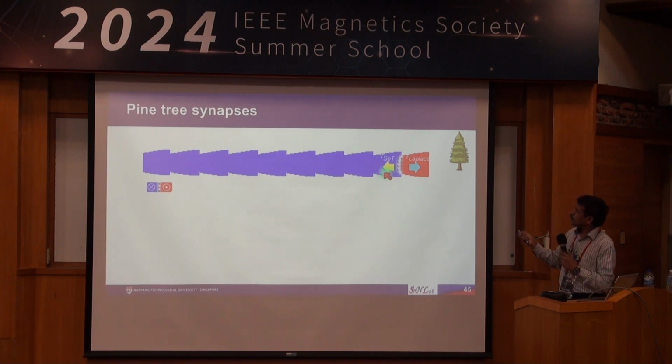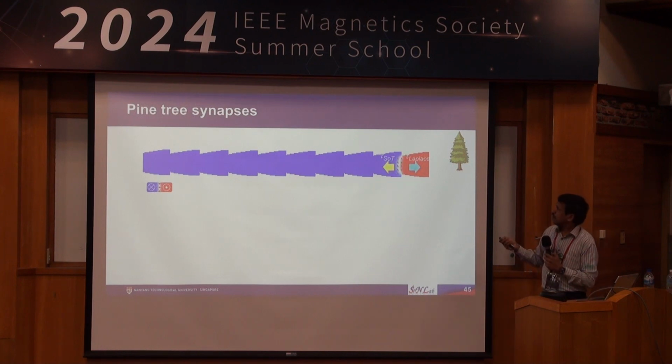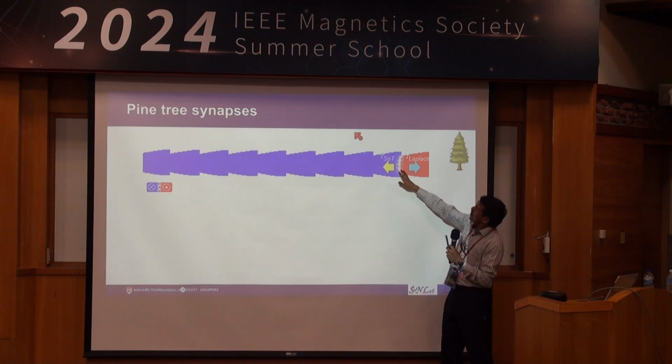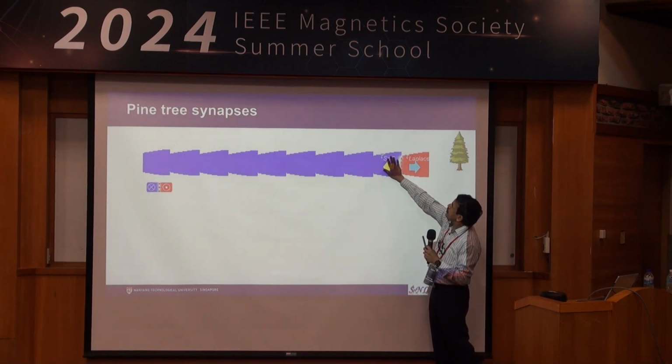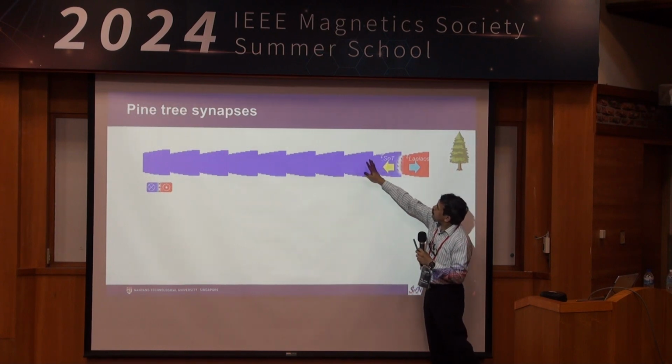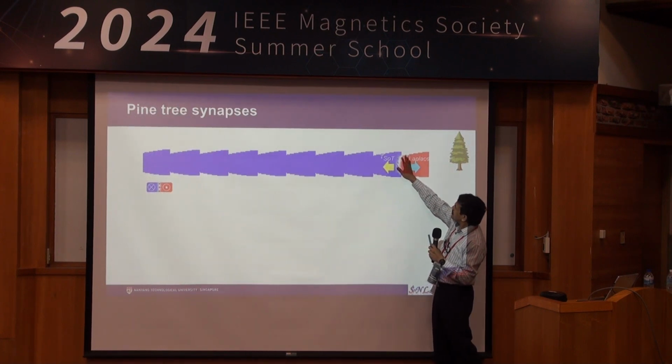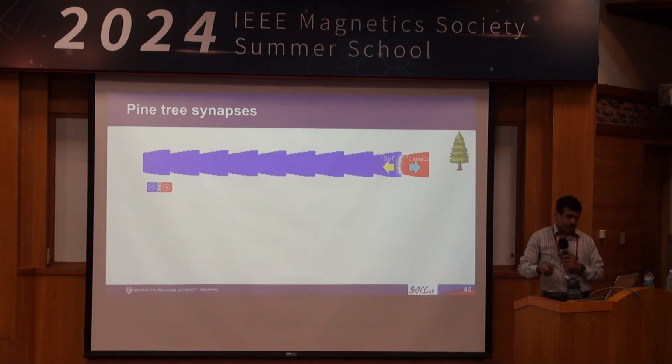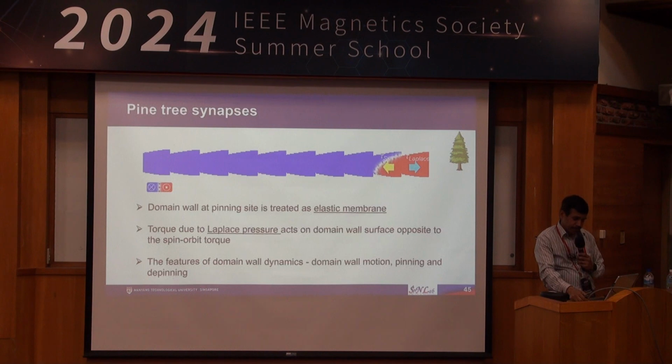When we send current through the spin Hall layer, there's a spin orbit torque that pushes the domain wall in one direction, and in the other direction there's a Laplace pressure. So when the spin orbit torque is higher, the domain wall will be depinned and move to the other side. When the Laplace pressure is higher than the spin orbit torque, the domain wall gets stuck here. This is how we pin the magnetization or domain wall in this kind of device. So here we are using the concept of Laplace pressure to pin the domain walls.